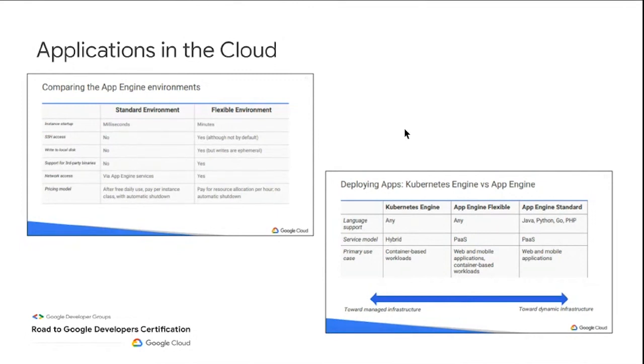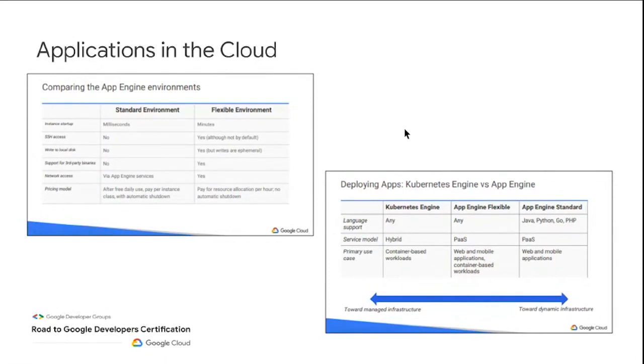If you want to run your own runtime, or you want to use third-party libraries, or you want to have SSH access to your instance, then you go with the flexible environment, which takes minutes to start up, and it's different. So it depends on your use case. There's also the Kubernetes Engine. So Kubernetes is different.